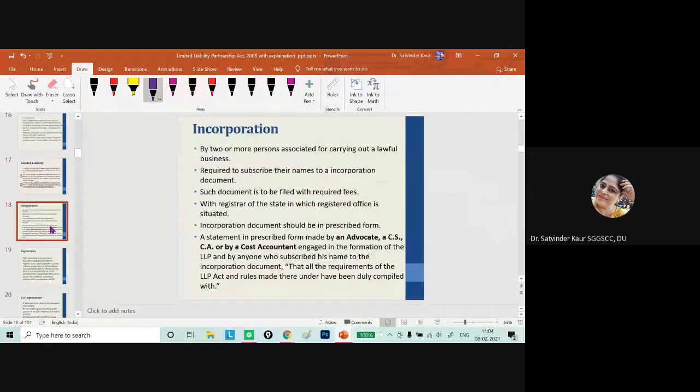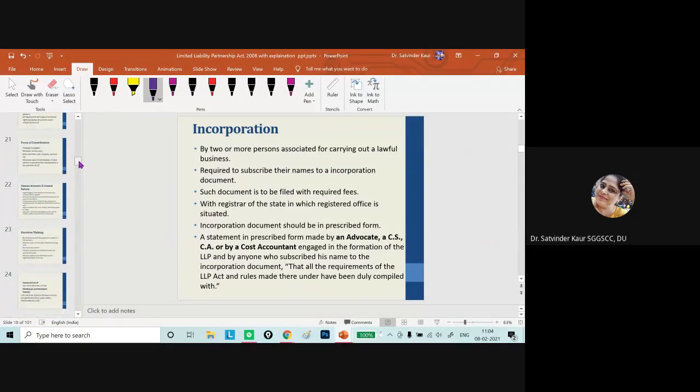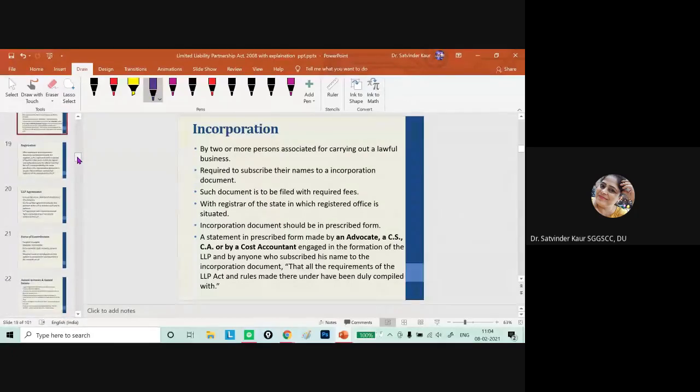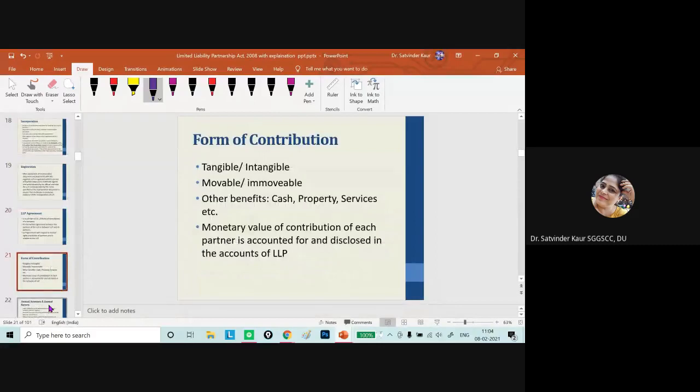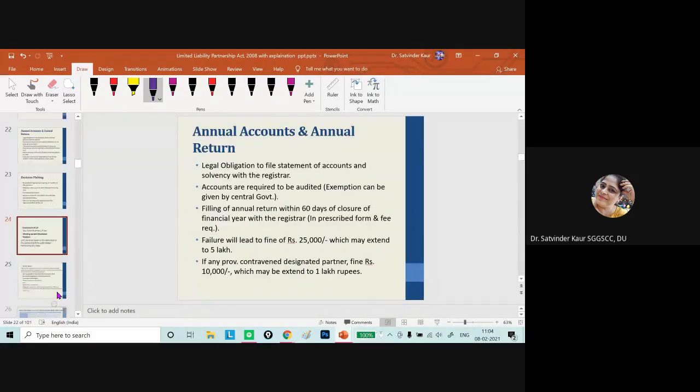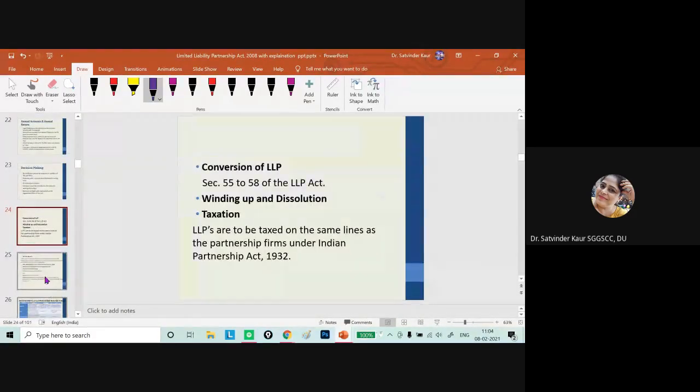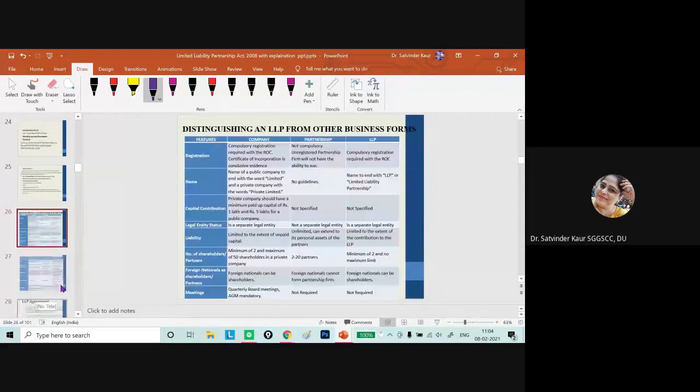Then we talk about incorporation of LLP. Before incorporation and registration, I would just like to discuss the difference between a company, a partnership firm, and LLP.